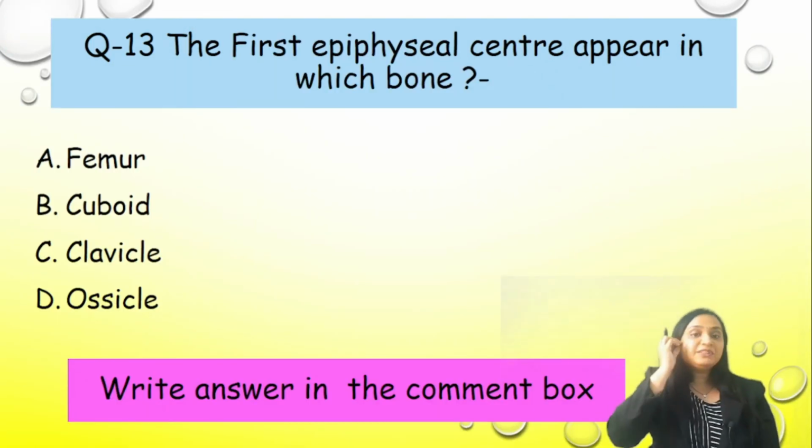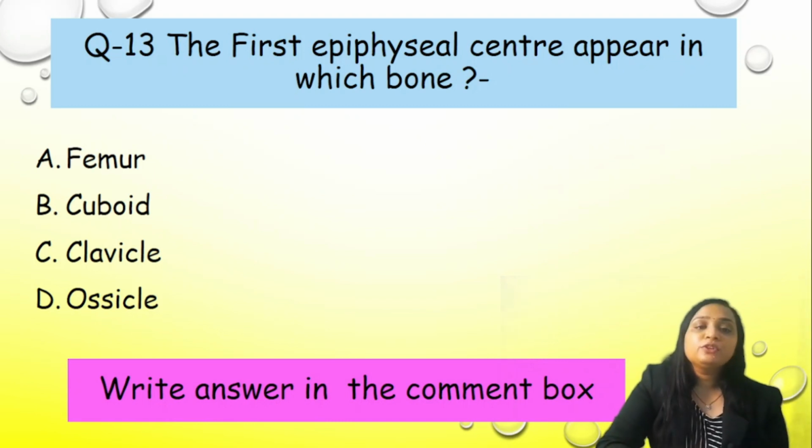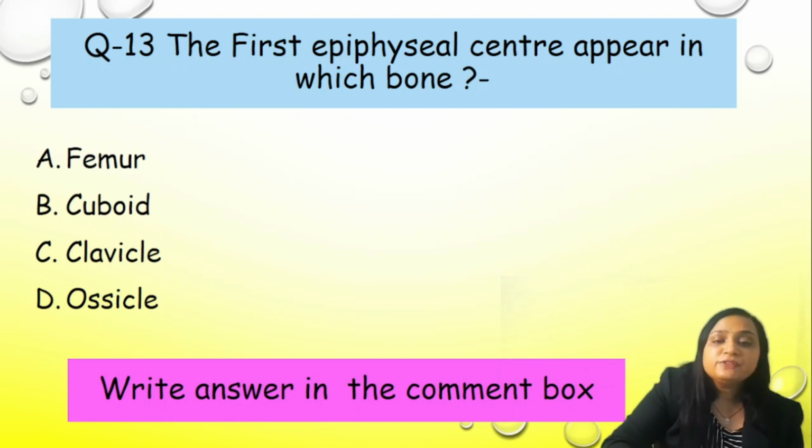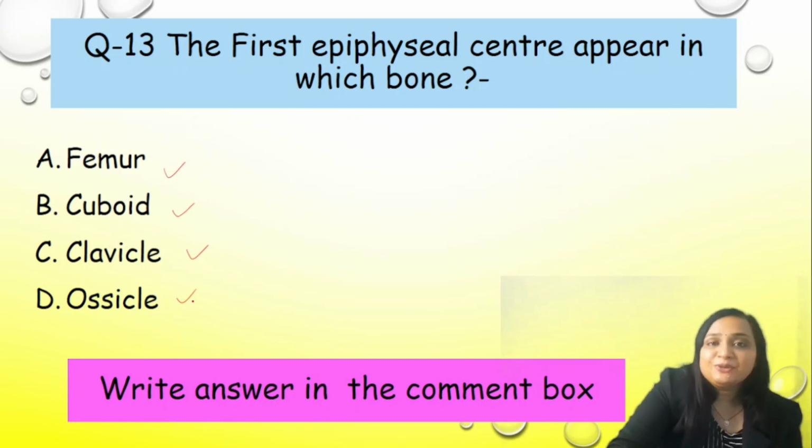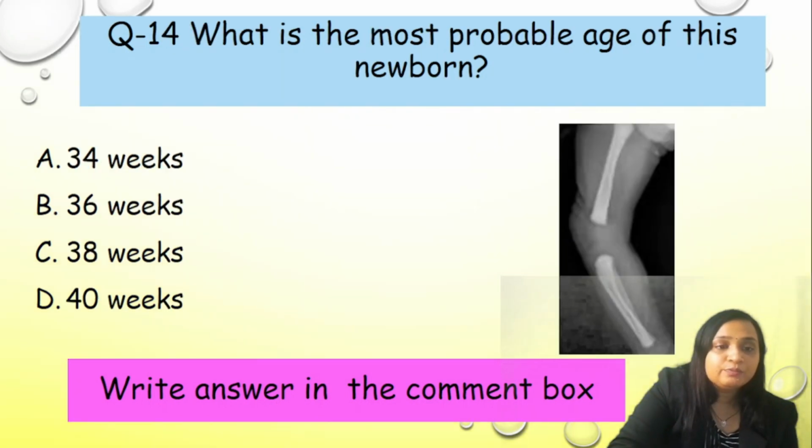So our question number 13, the first question for bone age: the first epiphyseal center appears in which bone? A. Femur, B. Cuboid, C. Clavicle, or D. Ossicle. I suggest please write in the comment box or in your copy. We'll have a discussion in an upcoming video.